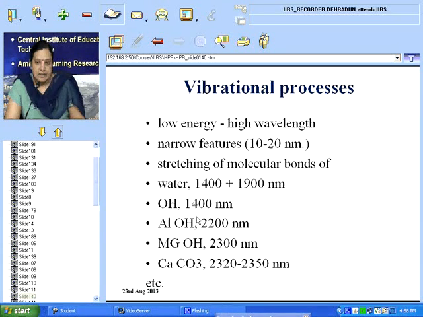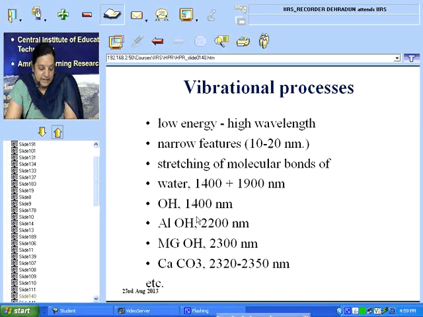And these have low energy, they occur at a higher wavelength, and the absorption due to the vibrational processes is very, very narrow in nature, of the order of 10 to 20 nanometers. And these are the prime molecules which are causing the vibrational processes: the hydroxyl ions, carbon dioxide, the oxygen molecules.